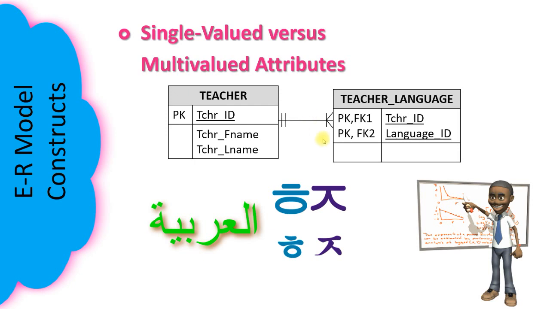That's all. And that is the example of single-valued and multi-valued attributes.